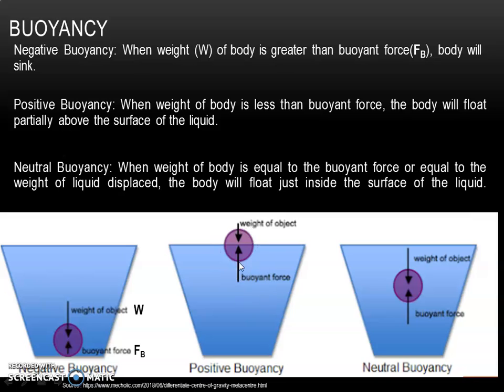Whereas in the second case, we can see that the object is floating. It is because the weight of the body is less than the buoyant force, and this condition is referred to as positive buoyancy. In the third case, the weight of the object is equal to the buoyant force. Hence, the body is floating just inside the surface of the liquid, and this condition is referred to as neutral buoyancy.